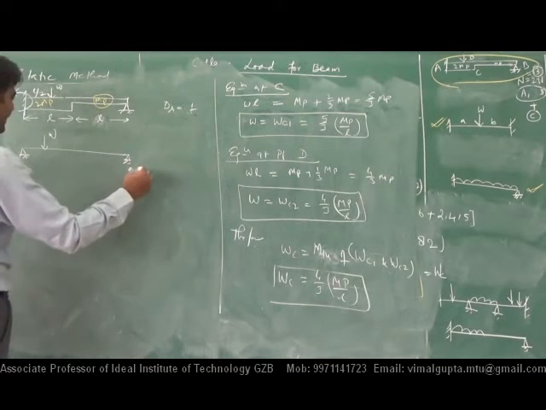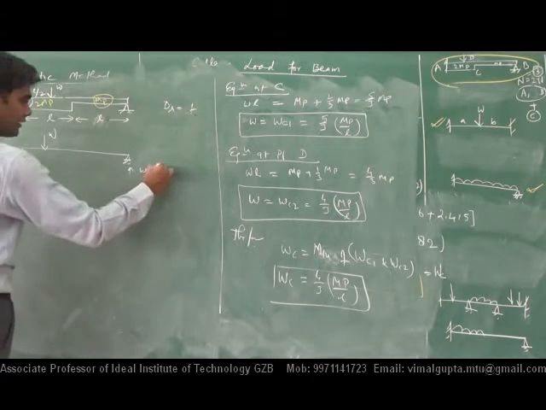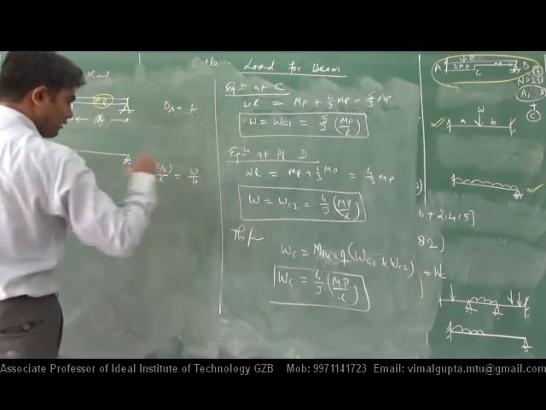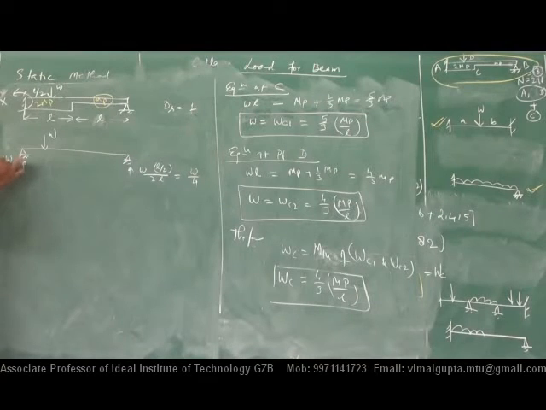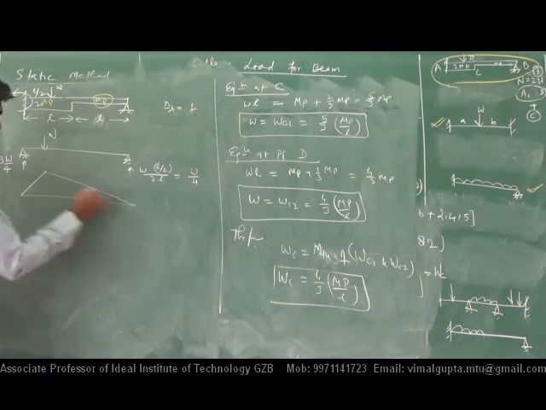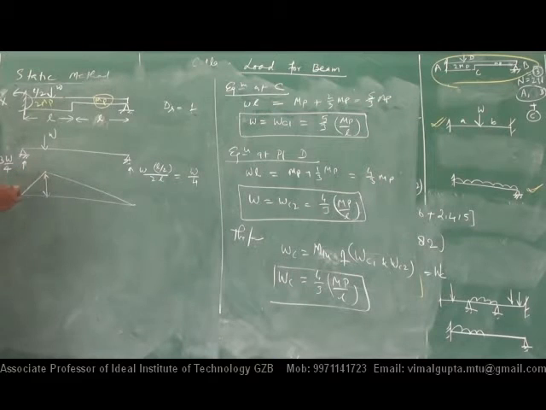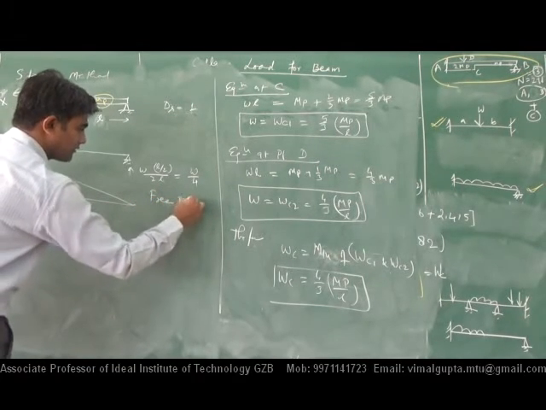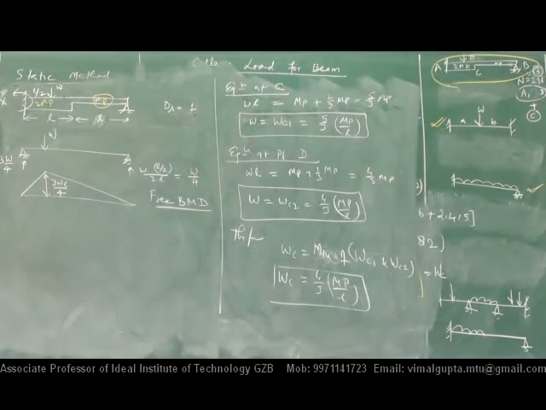And what will be the value of that reaction? It will be W into L by 2 divided by L. What is that value? W by 4. So this will be the W by 4, 3W by 4. So its BMD will have that ordinate value as 3WL by 4, and that will be the free BMD. Okay? It's the same thing.